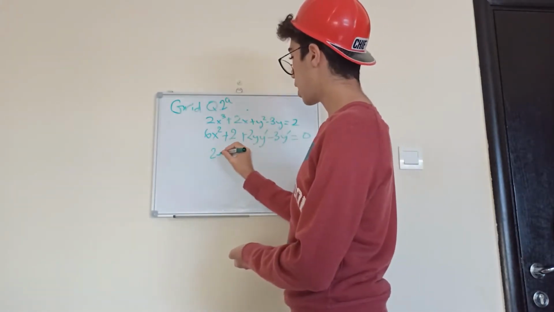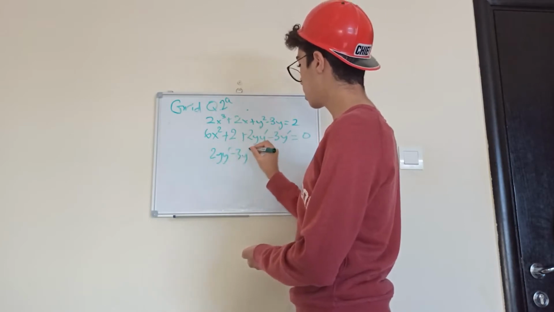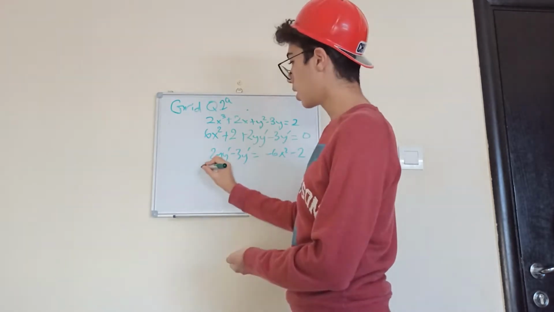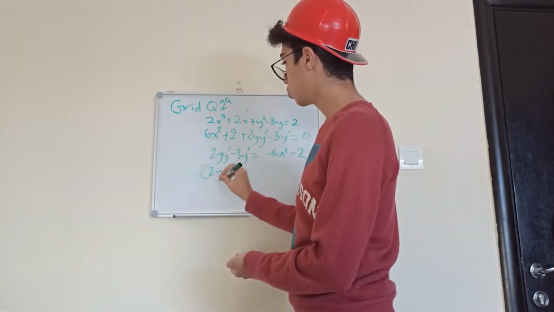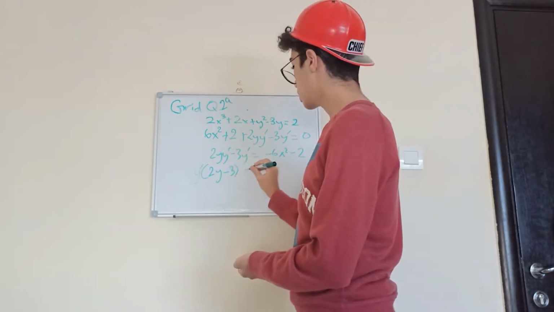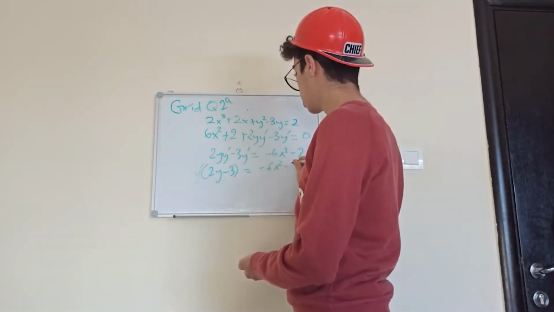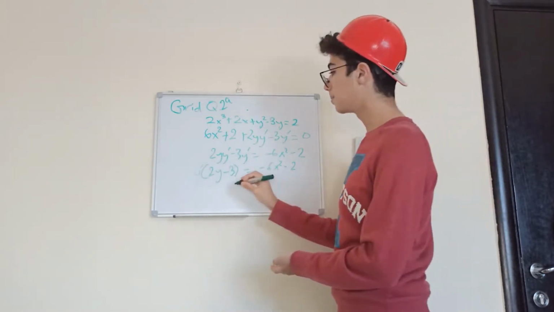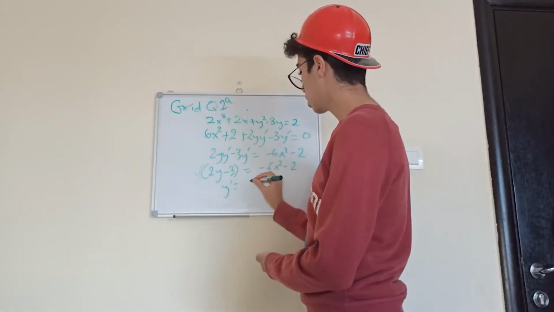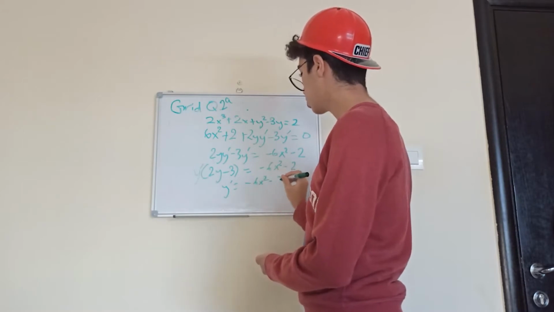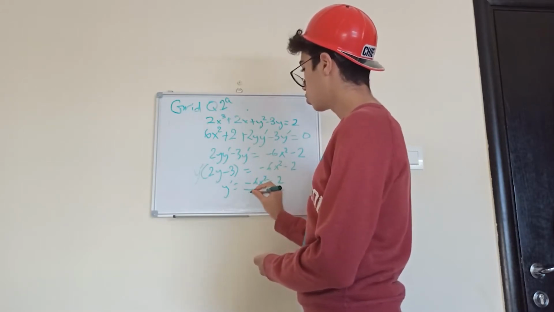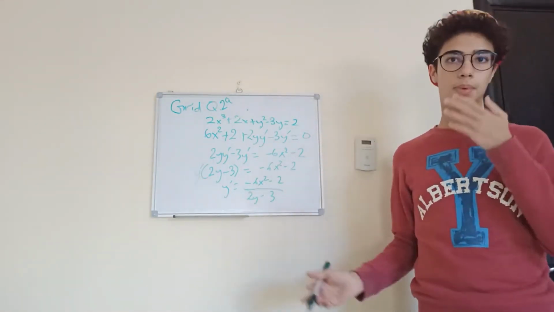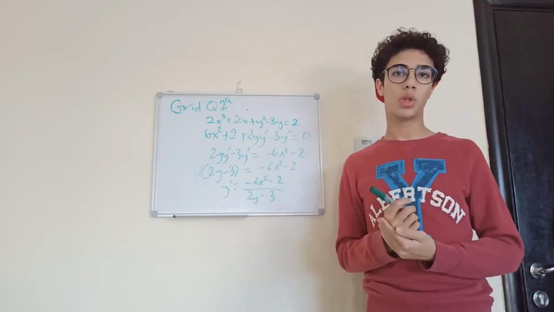So we're going to do 2y prime minus 3y prime is equal to minus 6x squared minus 2. Y prime times 2y minus 3 is equal to minus 6x squared minus 2. Now let's divide by 2y minus 3 to get y prime. Y prime is equal to minus 6x squared minus 2 over 2y minus 3. Now, this is not the final step. They said the slope at the point 1, 1.